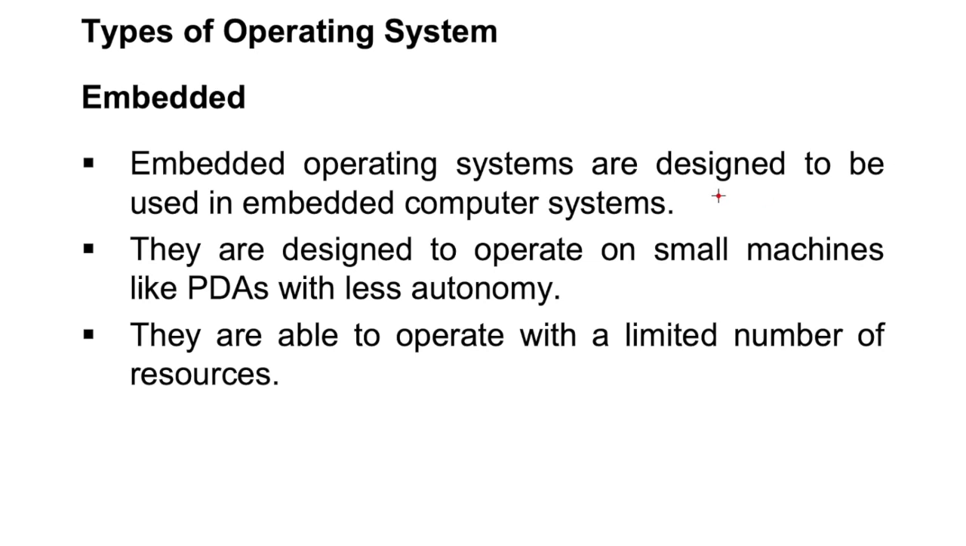Embedded operating systems are designed to be used in embedded computer systems. They are designed to operate on small machines, and they are able to operate with a limited number of resources. These embedded operating systems are used, for example, in a CNC machine that is running some operating system. It will have a specific operating system that will be confined within that machine.